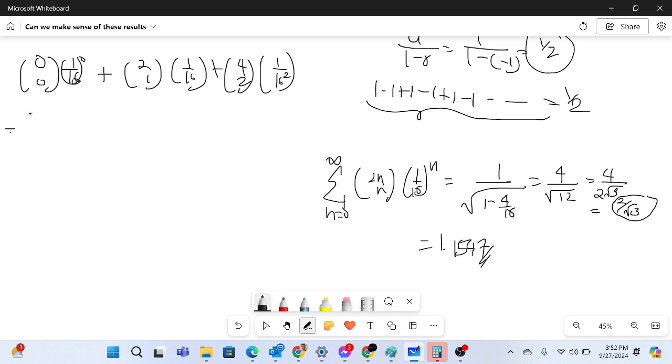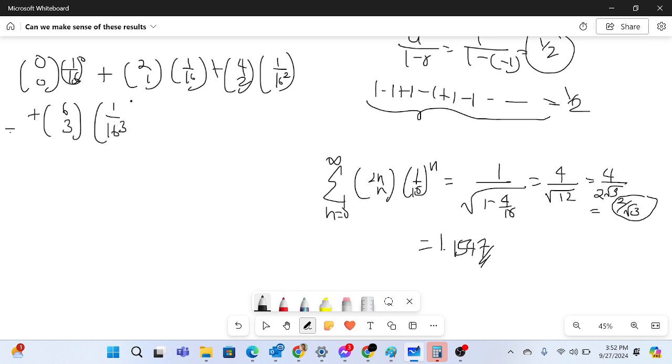Plus 4 into 3 divided by 2 factorial times 1 by 256. Which is all okay. The answer is 1.148, which is correct to two decimal places, right? If you round off. Next one is 6 choose 3, 1 by 16 cubed.